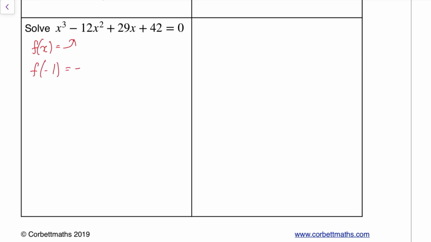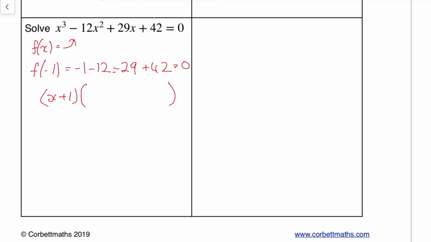So -1 cubed is -1, minus 12. 29 times -1 is -29, plus 42. And then I've got 42 minus 29 minus another 12. So that's going to give me 31. It's 41, sorry. Minus another 1 is 42. Hold on, that does indeed give me 0, which crucially means that I know that x plus 1 is a factor, which means I can then factorise this down to a quadratic.